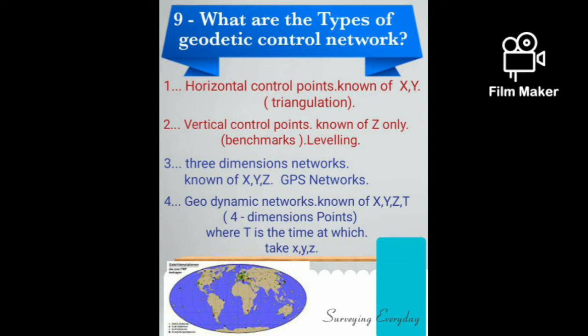9. What are the types of geodetic control networks? 1. Horizontal control points. Points known of X and Y. Triangulation. 2. Vertical control points. Points known of Z only. Benchmarks. Leveling. 3. Three dimensions networks. Points known of X, Y, Z. GPS networks. 4. Geodynamic networks. Points known of X, Y, Z, T. 4 dimensions points, where T is the time at which X, Y, Z are taken.